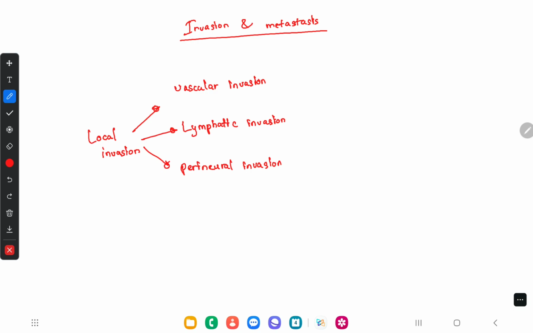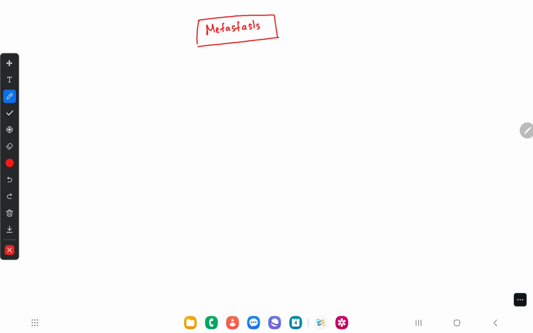Usually this invasion occurs when there is less resistance along the tissue planes. When we talk about metastasis, metastasis means spreading of malignant tumors from the site of origin to another, distant site.